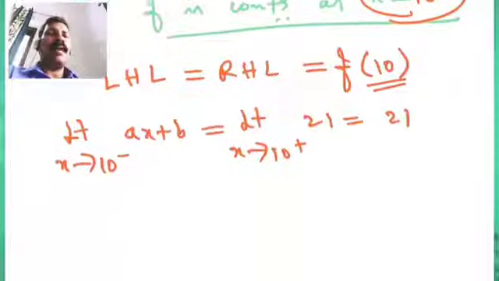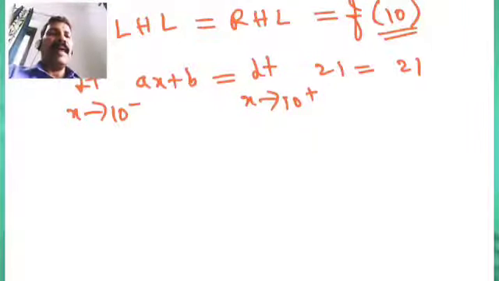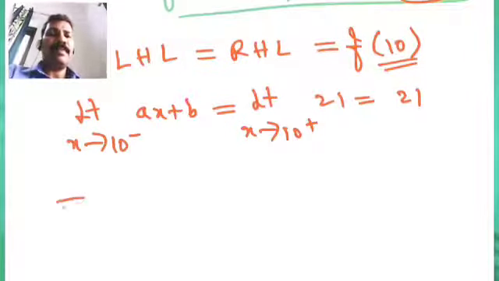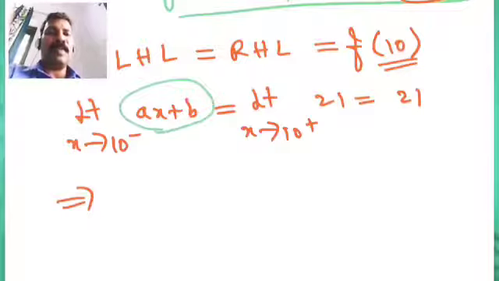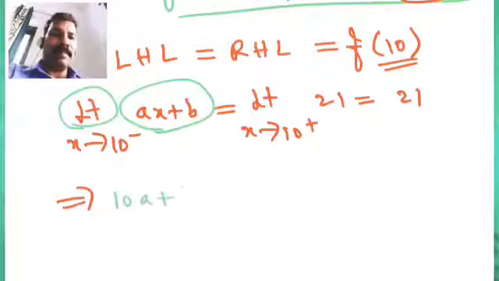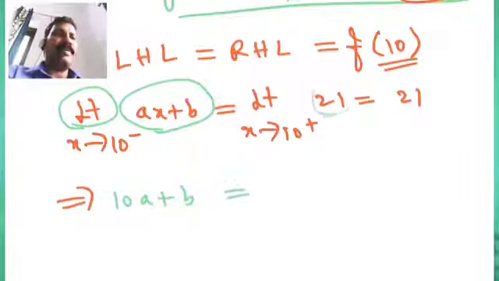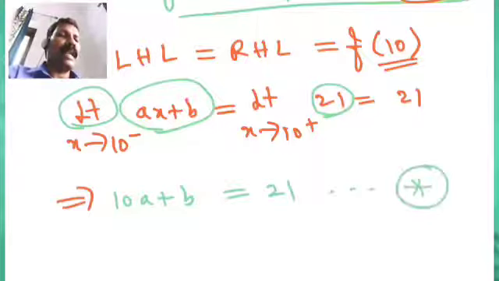So we have another relation like this, that is, when x tends to 10 minus, ax plus b. ax plus b is a polynomial, and a polynomial is continuous. Therefore, instead of finding the limit value, we can have the functional value, that is 10a plus b. So that is the left hand limit. And then what about the right hand limit? Being a constant, that is the same again, 21.